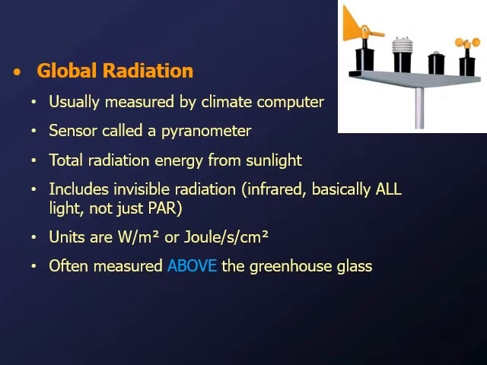Next, I want to talk about global radiation. In the earlier slides, I talked about watts per square meter or joules per square meter, or per second per centimeter squared. Different computer systems use different units, but for the most part, it's reasonably standardized. Global radiation is used by your climate computer system, which you will learn in the winter from Matt. And often there is a weather station that is positioned outside the greenhouse. Ours is on the southeast corner as you walk into the greenhouse. If you look up, you'll see it.